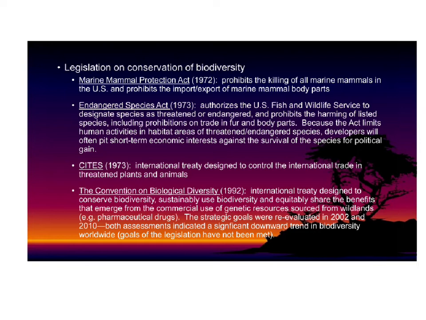CITES, C-I-T-E-S, again, we've talked about that before, 1973. It's an international treaty designed to control the international trade in threatened plants and animals. Now, again, you have to lobby the governing body to get a plant or animal placed on this list. And there's a bunch of member countries to this treaty, and everybody's got to ratify and approve it. So you may or may not get what you want in terms of conservation of your species on the list.